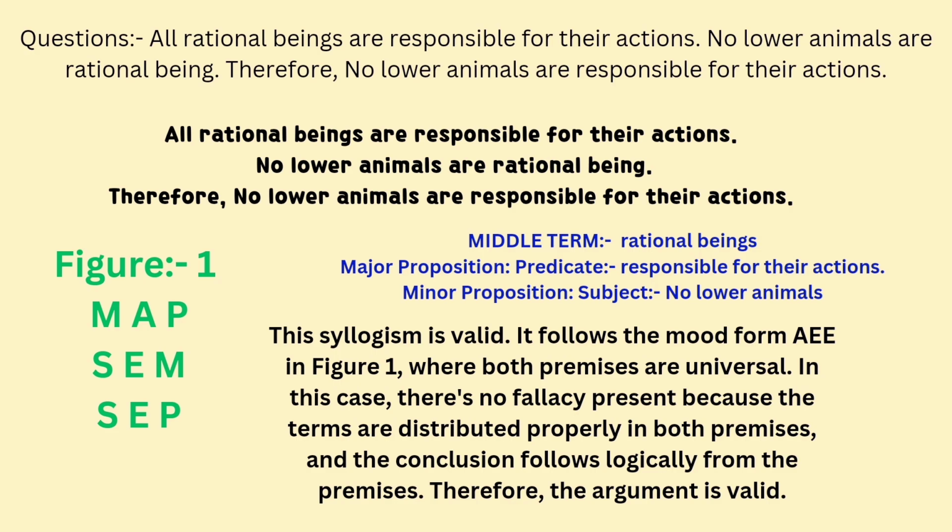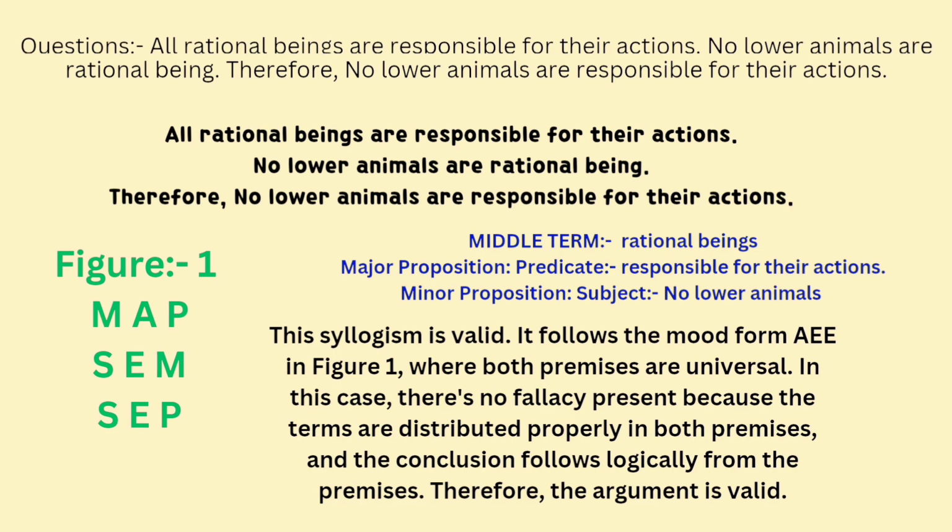Here, middle term is rational beings. Major proposition is responsible for their actions. And minor proposition is no lower animals. So here figure 1 form. Thus, this syllogism is valid. It follows the mood form AE in figure 1, where both premises are universal. In this case, there's no fallacy present because the terms are distributed properly in both premises, and the conclusion follows logically from the premises. Therefore, the argument is valid.